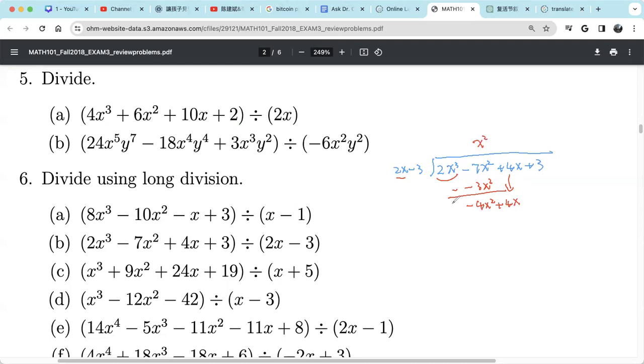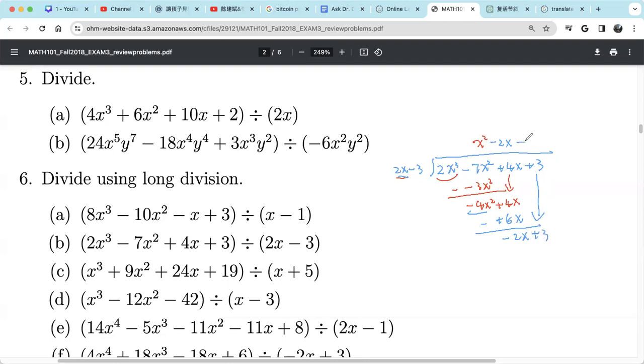Now we use, let me change my color again. Now we use negative 4x squared divided by 2x. Negative 4x squared divided by 2x, that's negative 2x. Right? Or think of negative 2x times 2x, that's negative 4x squared. So negative 2x times negative 3, that's a positive 6x. Then we subtract. 4x subtract 6x, negative 2x. Then pull the next one down, plus 3.